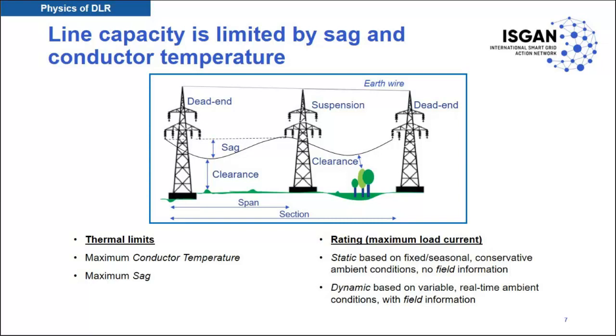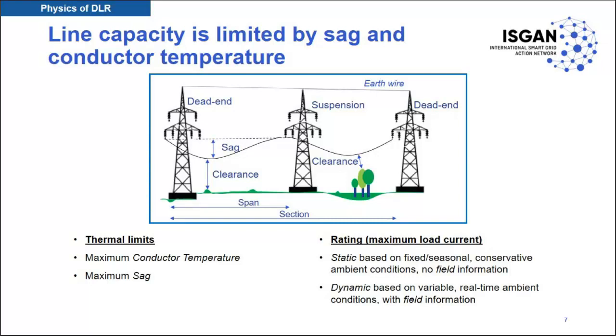So if you operate your line the classic way, you will take care of these two limitations, and you will operate with static ratings. In France, for example, we have seasonal ratings. They are fixed, but seasonal. We have winter, summer, and interseason. These ratings are based on the worst possible environmental conditions, that is, you take into account the fact that there will be no wind, that the ambient temperature will be maximum possible, and there will be no cloud at 12 noon. So these are the worst possible conditions that define your static seasonal ratings.